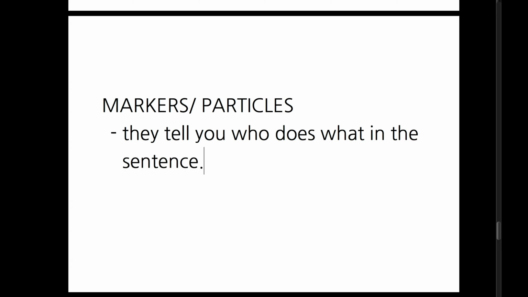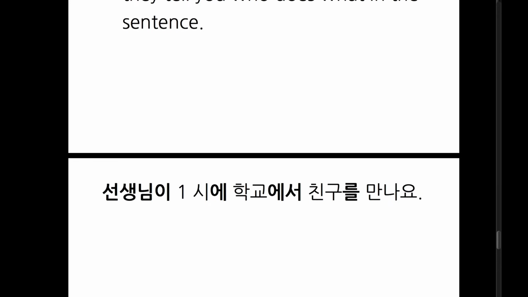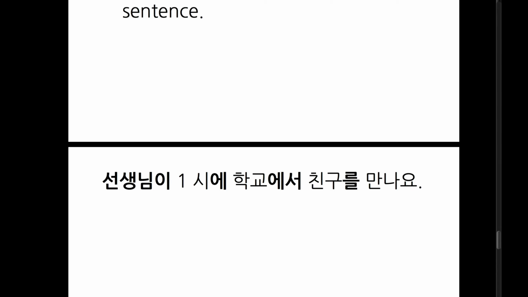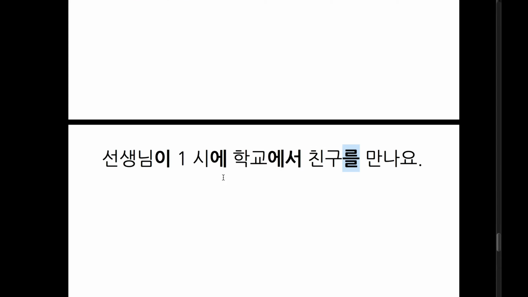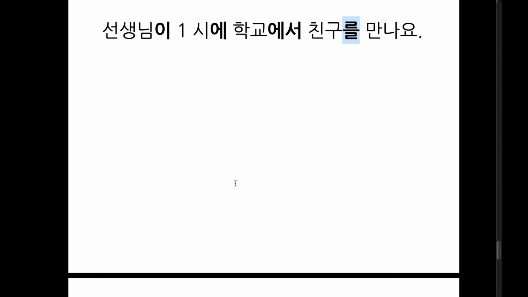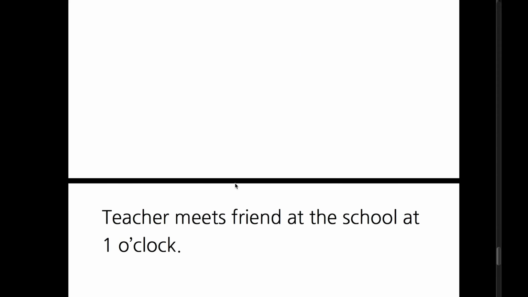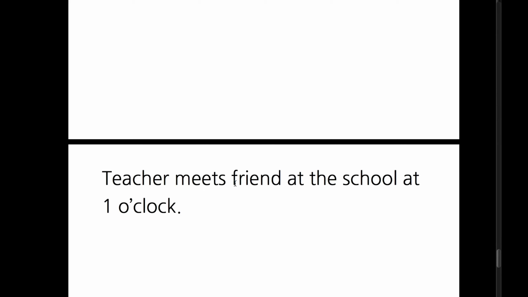Okay, I've explained this a little the last time. Essentially, markers and particles, they tell you who does what in the sentence. Now, we have an example sentence here. 선생님이 1시에 학교에서 친구를 만나요. The ones in bold are particles or markers. I'll call them markers. 선생님이 1시에 학교에서 친구를 만나요. So, what does the sentence mean? Teacher meets friend at the school at 1 o'clock.